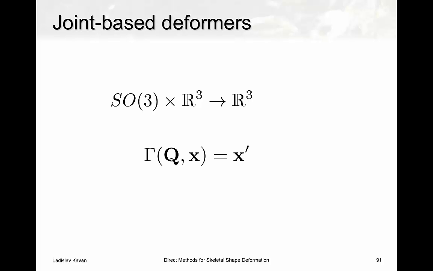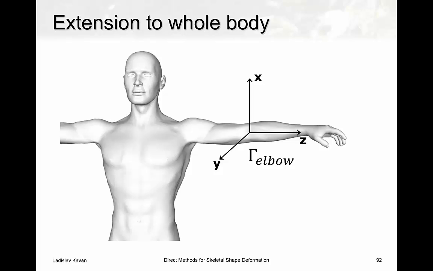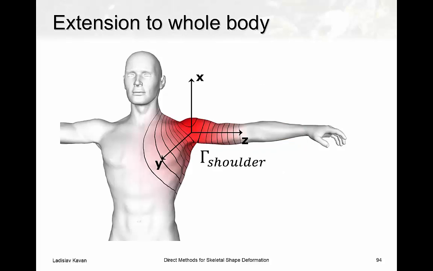And that's the idea of a joint-based deformer. A joint-based deformer is an abstract concept: something that consumes a rotation and a rest position x and gives me a deformed position x prime. And if we have such a deformer for one joint, then it's easy to put together deformers for all joints. All I need to do is define a blending weight associated with the deformer. If I have another deformer, for example a shoulder deformer, then I can take another weight and simply blend the deformers together.